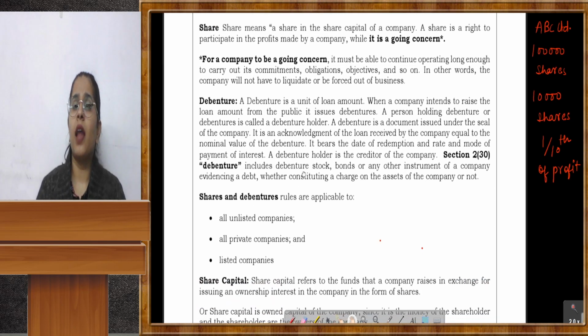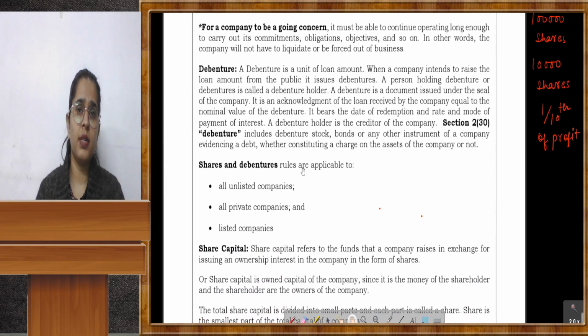Next, now as we have understood the meaning of shares, we will move on to debentures. Before going through the notes, I would like to tell you that shares represent ownership and debentures represent the loan amount. Okay. So when a company takes a loan from the public, this is a form of taking a loan from the public.